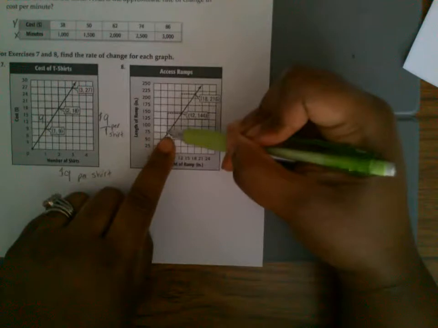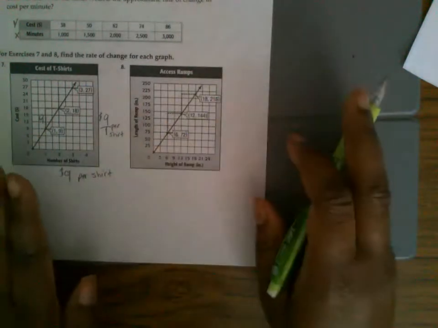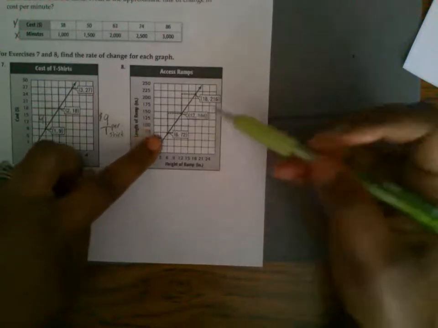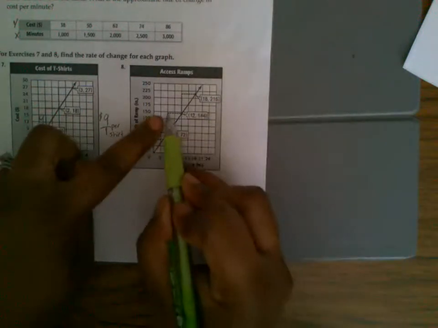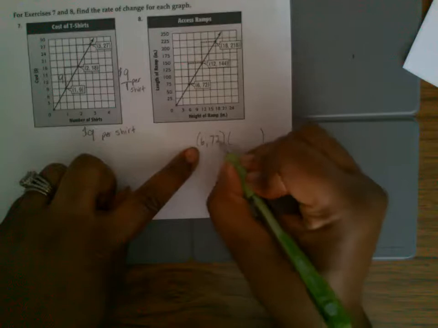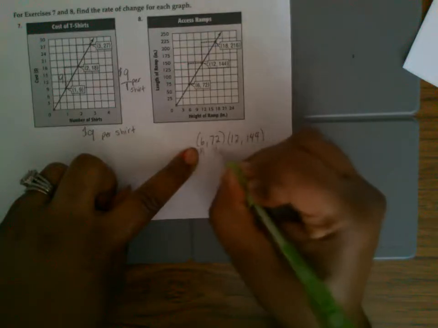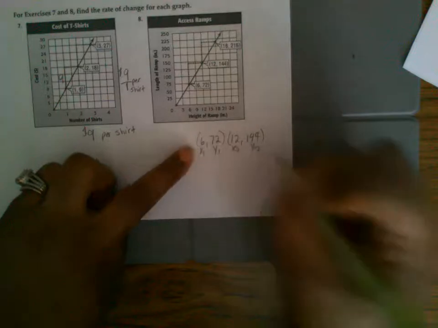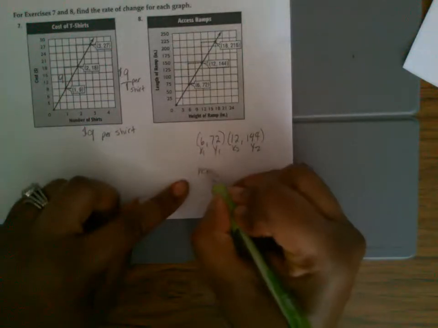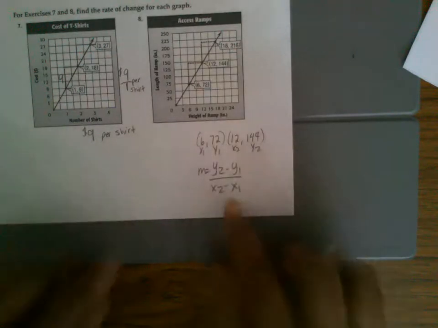So then this last one here, you're going up by 25. You're going up by 25. So I'm going to let you do that one on your own. And if you want numbers to be precise, what I would do, if you can't estimate what this is, write out the 2 ordered pairs, please. Just write the ordered pairs out. You got 6 and 72. You got 12 and 144. X1, Y1, X2, Y2. And use the slope formula, Y2 minus Y1 over X2 minus X1.